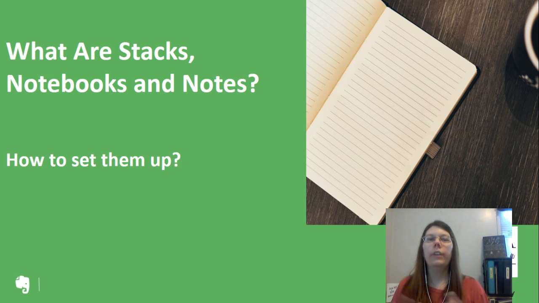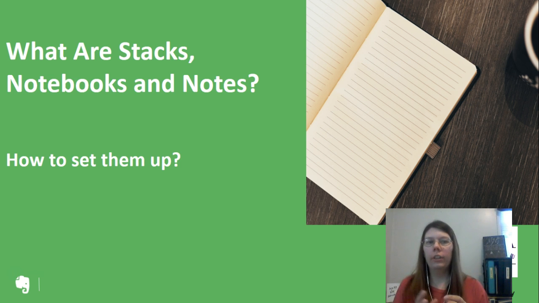Alright, so now we're going to talk about stacks, notebooks, and notes. These three things are the main structure of how you organize everything in Evernote. It's the basic structure. So pretend you have a 3-ring binder. It's the container that holds all the dividers and all the papers, right? Well, pretend that your binder cover is a stack.